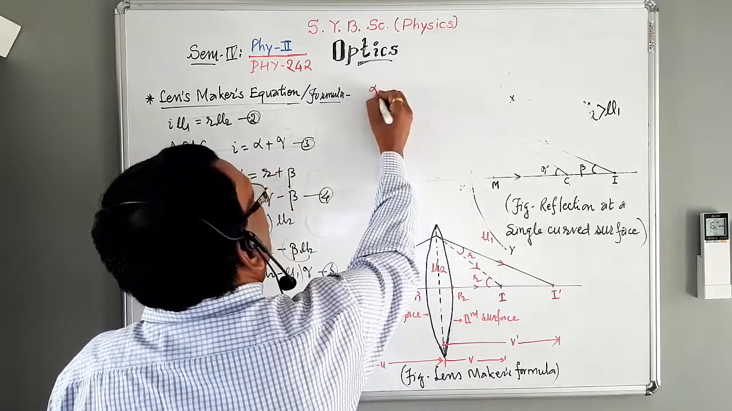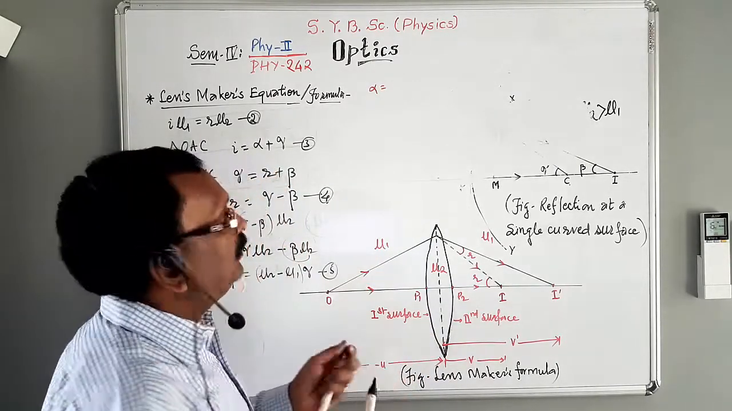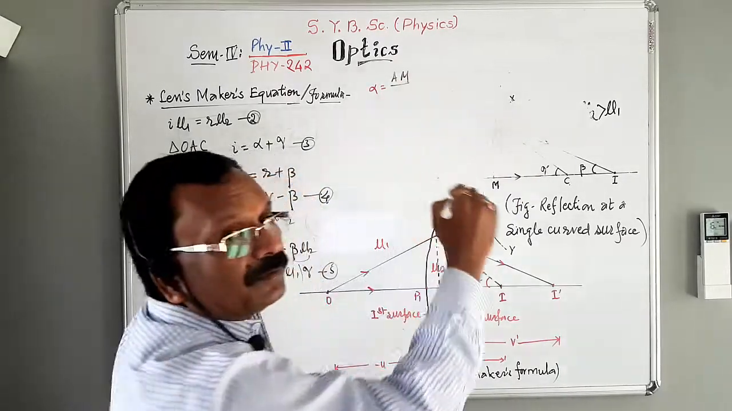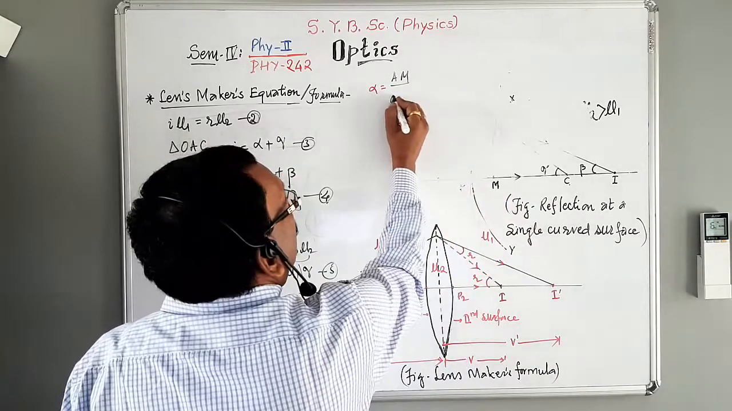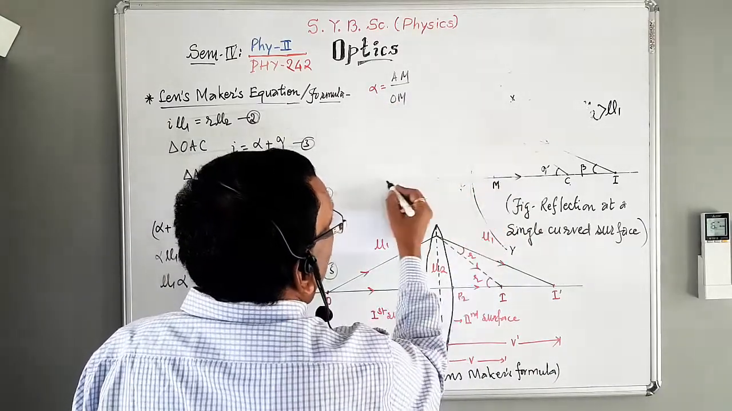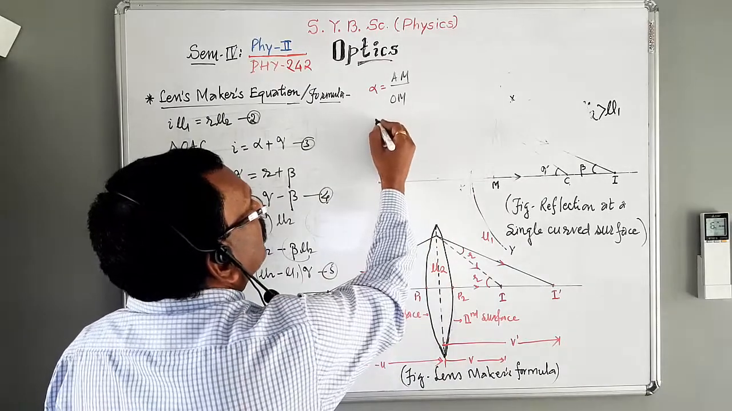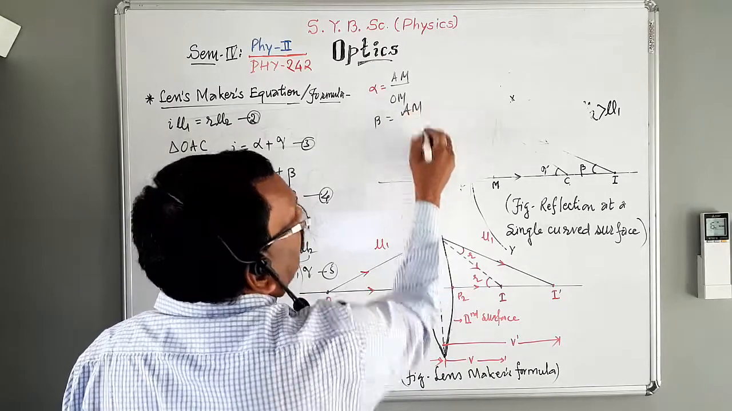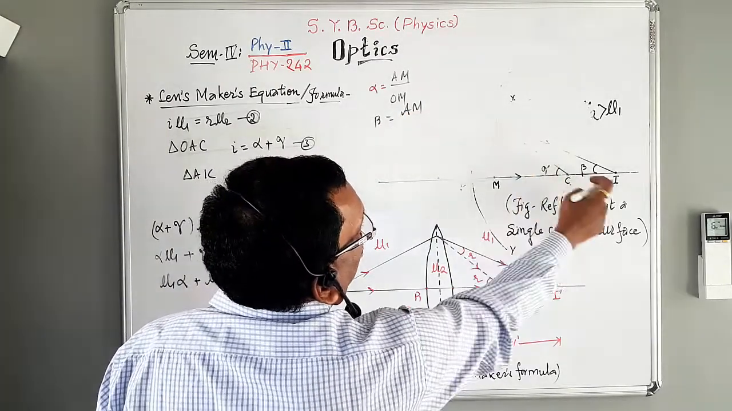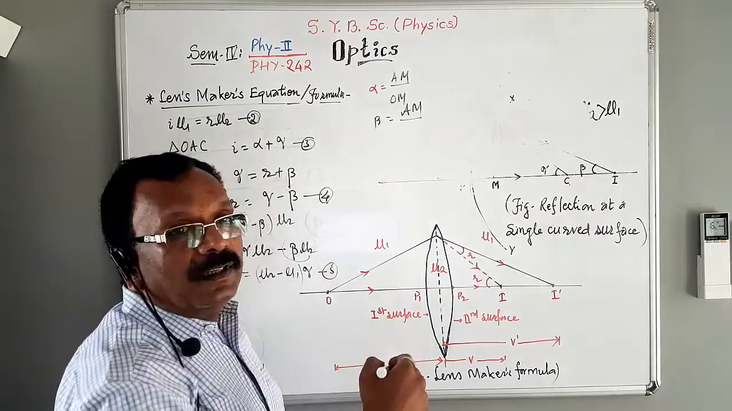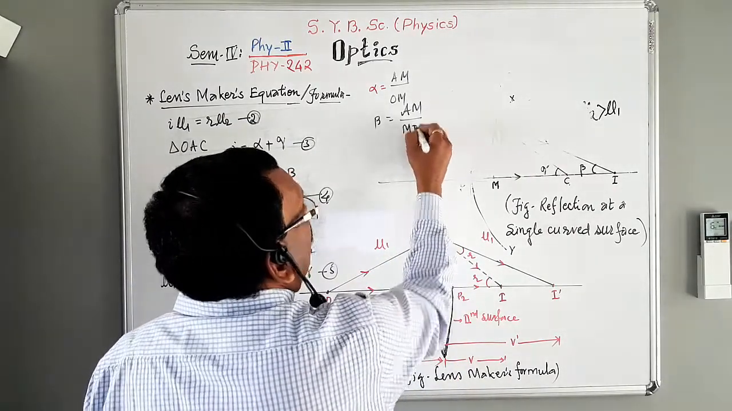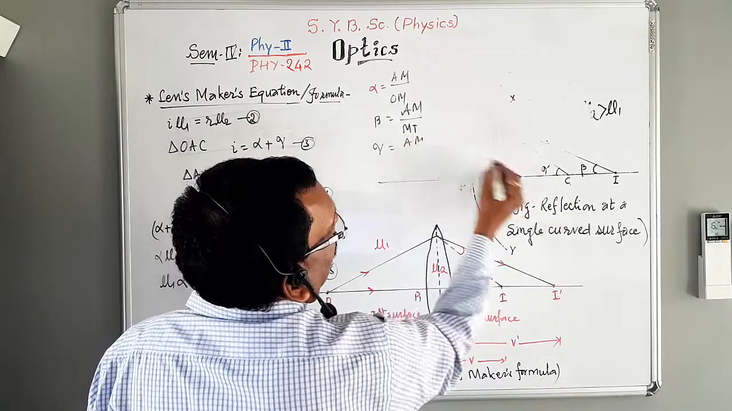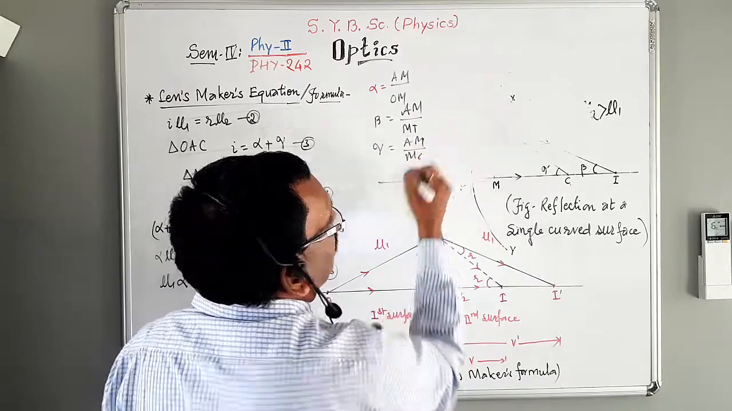Alpha is equal to AM upon OM. Then beta is equal to AM upon MI, and gamma is equal to AM upon MC.